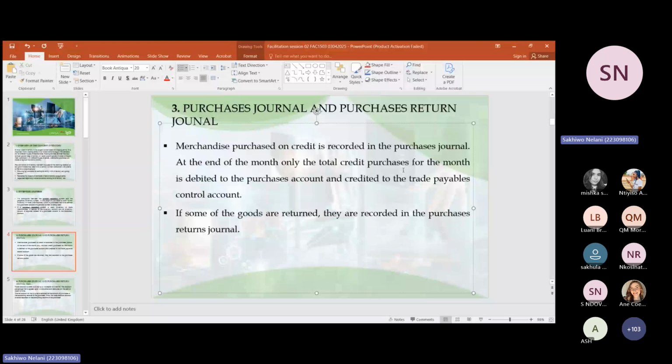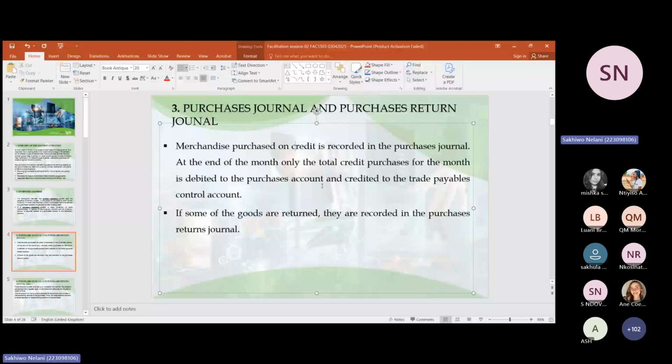So when you deal with the inventory, we agreed that trading stock is your asset. If your trading stock is your asset, what does it mean from the accounting perspective? Trading stock is increasing under your debit side. Then your trade payables will be increasing under the credit side.